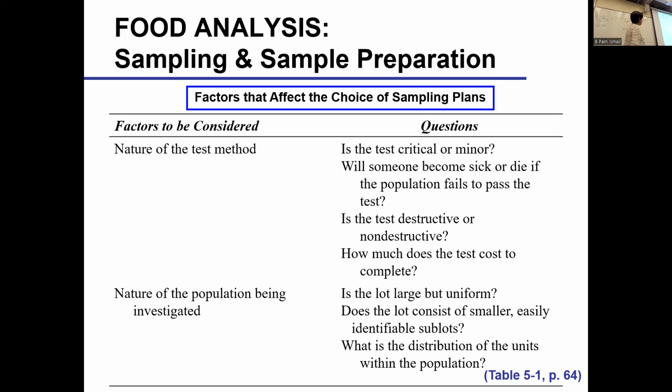So the table goes on to have you think about the tests that I'm going to do. The population: is it large but uniform? Is it small? How many units do I have? Is it individual containers, or is it just sacks of flour, for example?